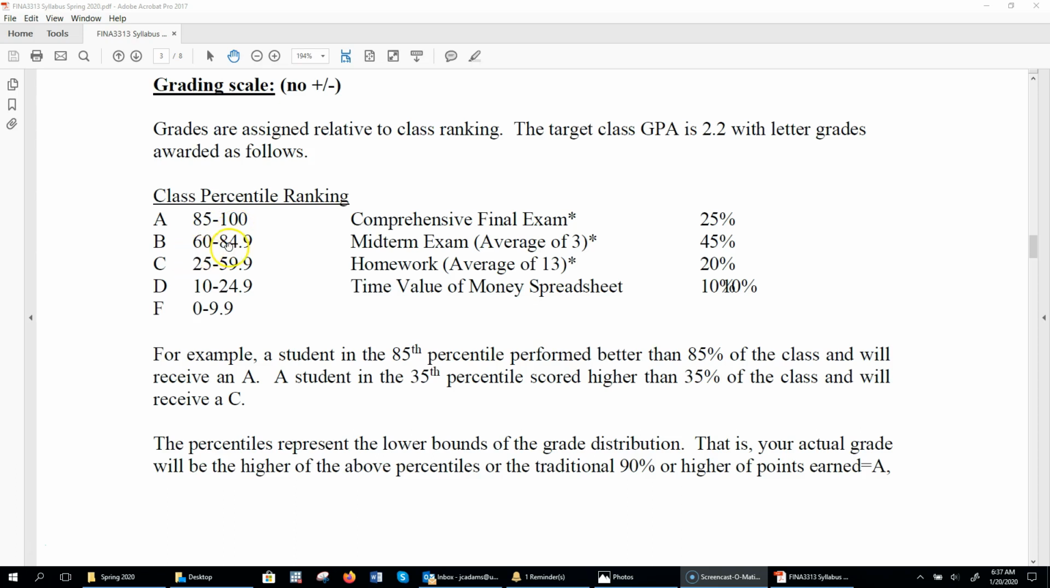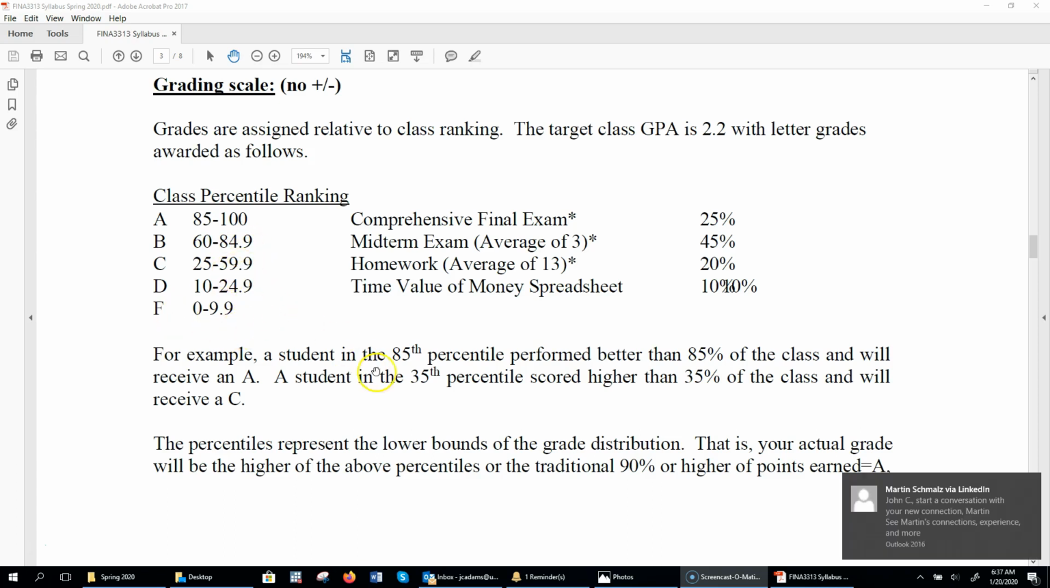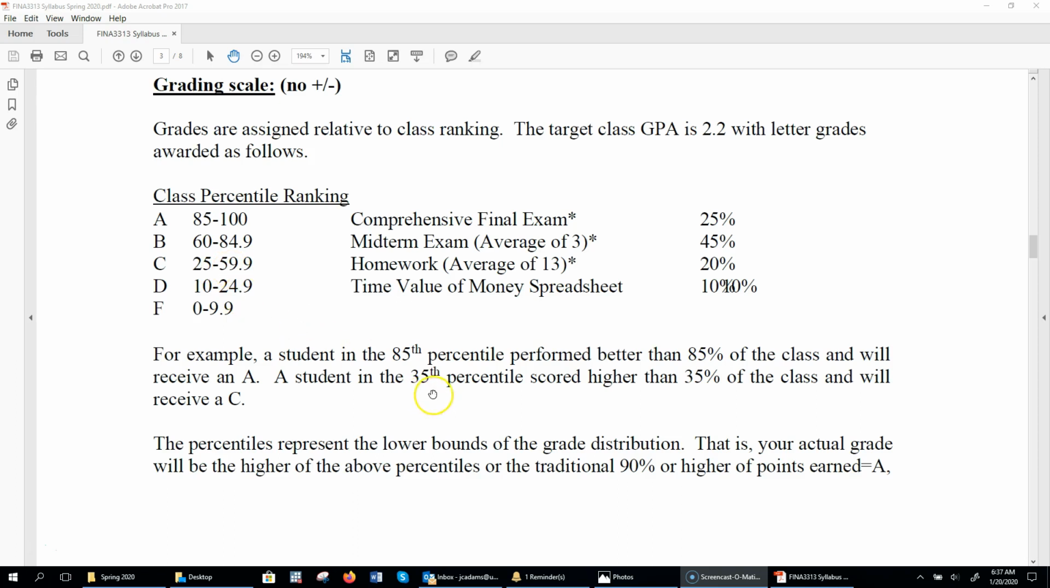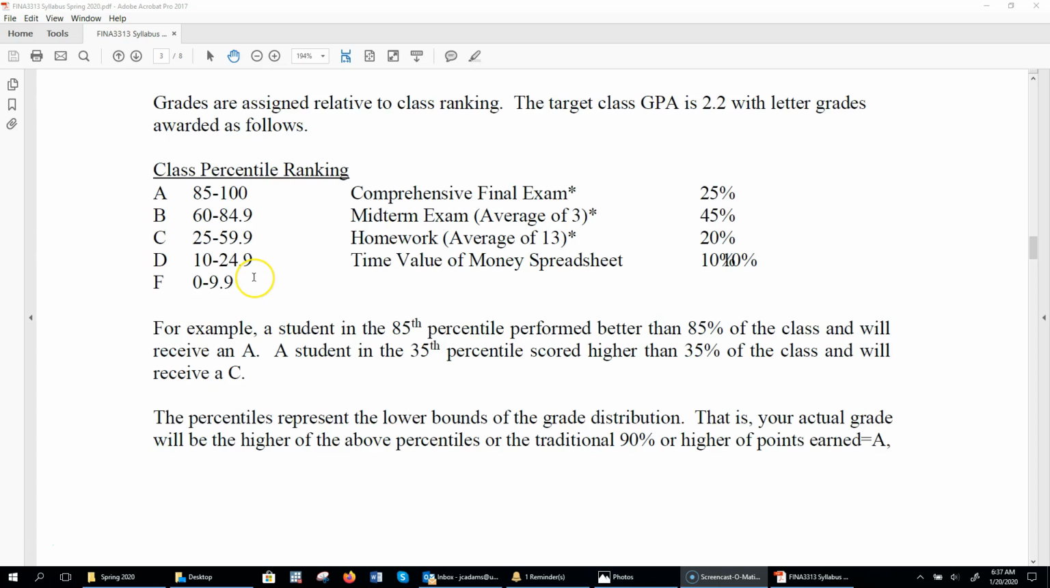If you're in that 60th to 84.9 percentile, you'll receive a B, and so on. So for example, a student in the 35th percentile, between 25 and 59.9 here, that means you scored better than 35% of the class, and you'll get a C. Now these percentiles are the lower bounds of the grade distribution. Let me explain with an example.